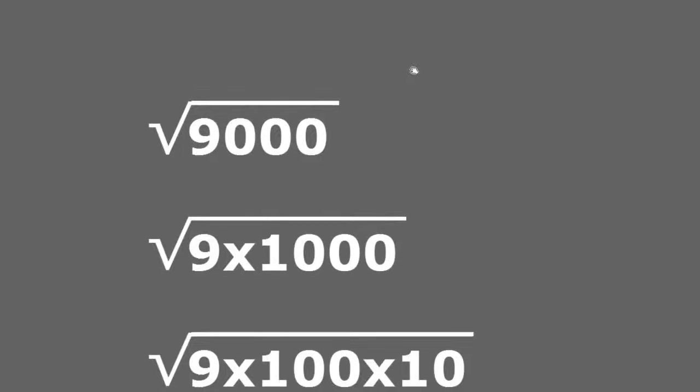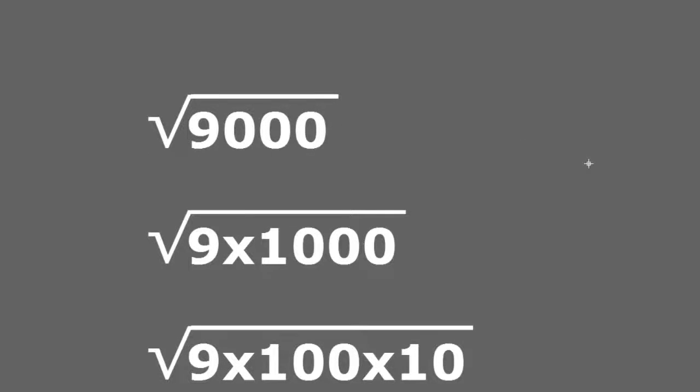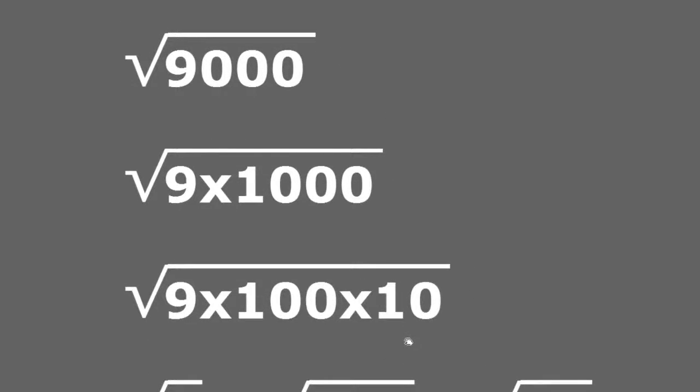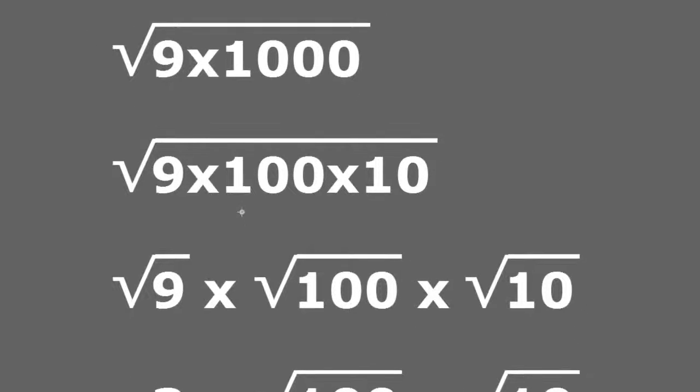Another example, we see what is the square root of 9,000. Again, I start to factor it. 9,000, I can rewrite it as 9 multiplied by 1,000. Then again, I can rewrite the 1,000 as 100 multiplied by 10. So in the end, I find that the square root of 9,000 equals, using the same property that I used before, the square root of 9 multiplied by the square root of 100 multiplied also by the square root of 10.